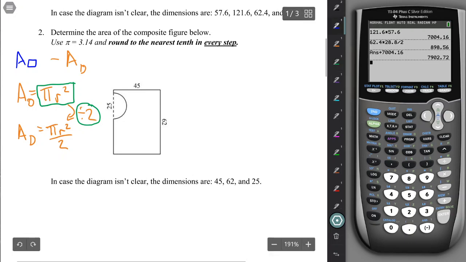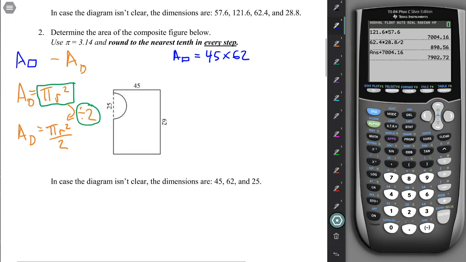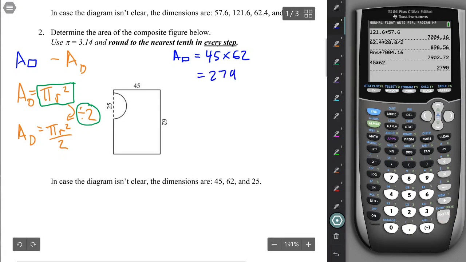First up, though, let's do the rectangle. So our rectangle, again, is length times width. So 45 times 62. You'll notice I did the numbers in a different order this time because it literally doesn't matter, right? You're just multiplying your two lengths together. Doesn't matter which one you do first or which one you do second. It's still just going to be those two numbers multiplied. So the area of our rectangle is 2790.